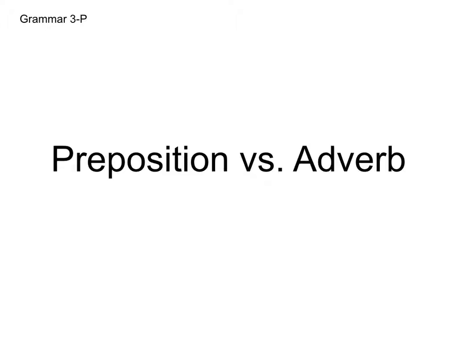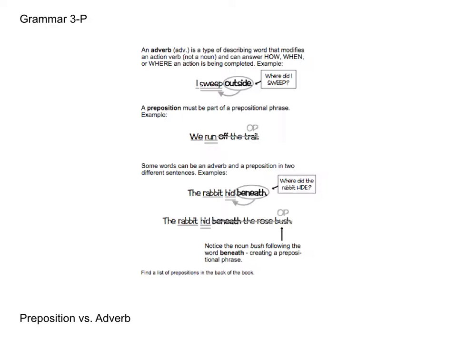We'll also be going over prepositions versus adverbs. So once again, we're going to look at our explanation page. On here, we're going to remind ourselves what an adverb is. It's been a while since we've gone over adverbs, mainly because we've been focusing so much on prepositions and prepositional phrases. So an adverb is a type of describing word that modifies an action verb, not a noun, and can answer how, when, or where an action is being completed.